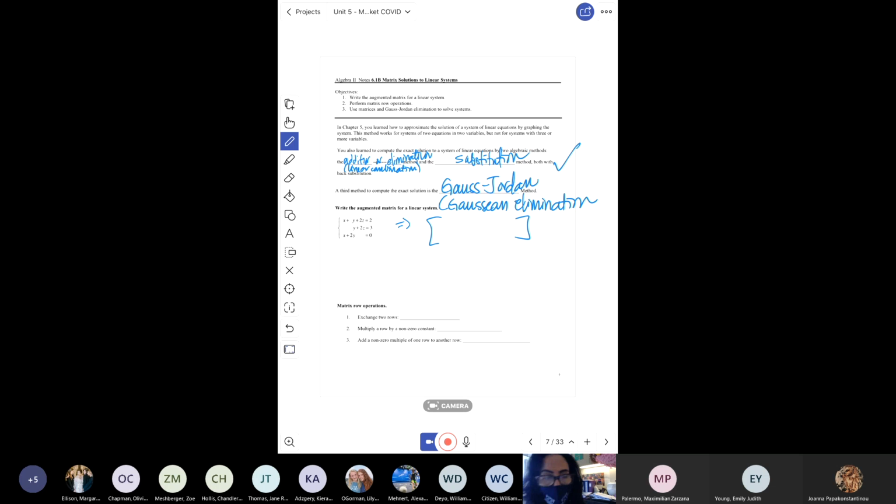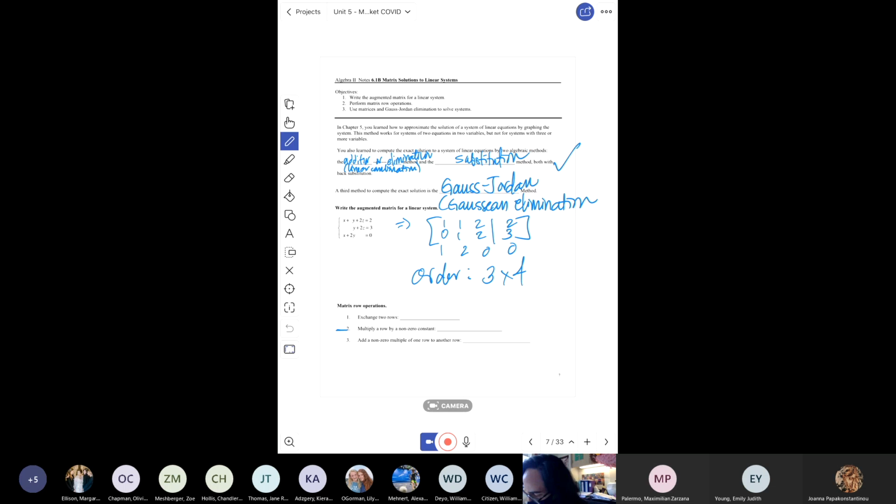So let's write the augmented matrix. What is the first row? The first row of the augmented matrix. Yes. Second row. Okay, third row. And the order of this matrix? Excellent, 3 by 4.